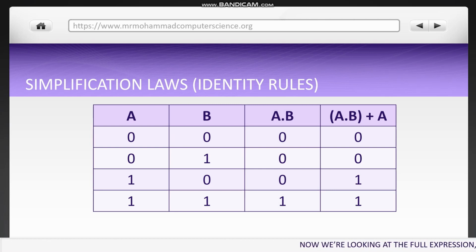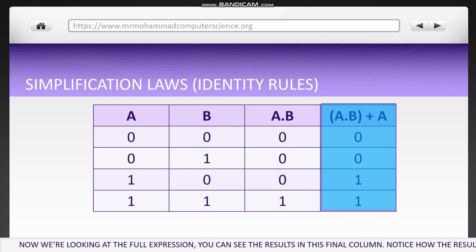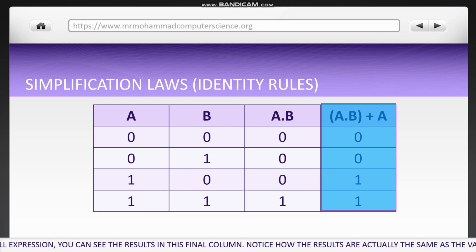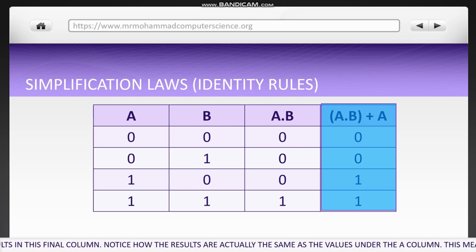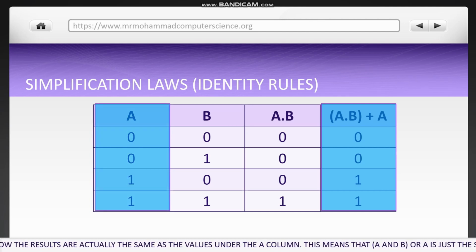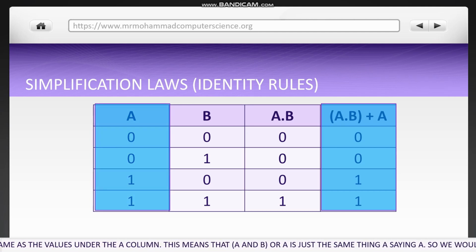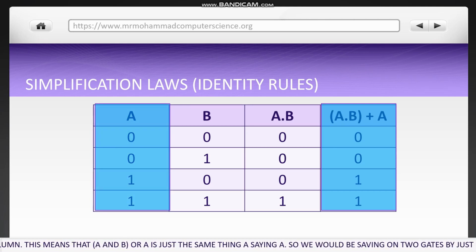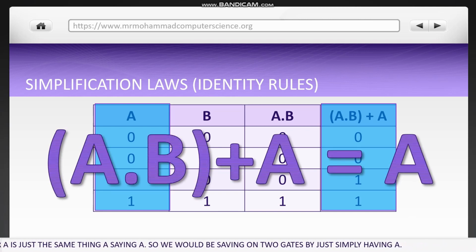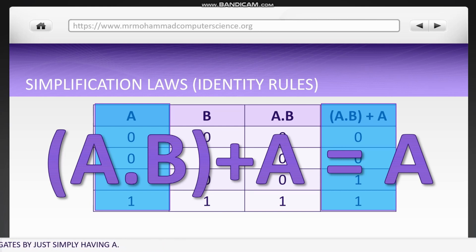Now we're looking at the full expression. You can see the results in this final column over here. Notice how the results are actually the same as the values under the A column. This means that (A and B) or A is just the same thing as saying A. So we'll be saving on two gates by just simply having A instead of that full expression.